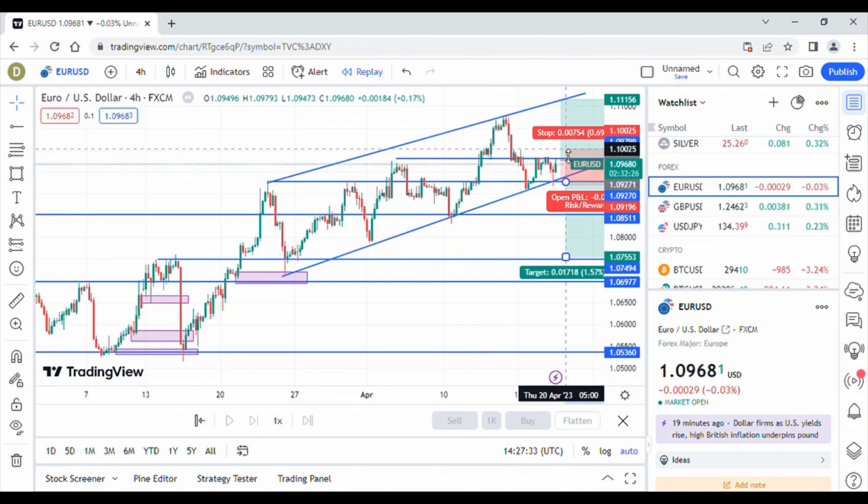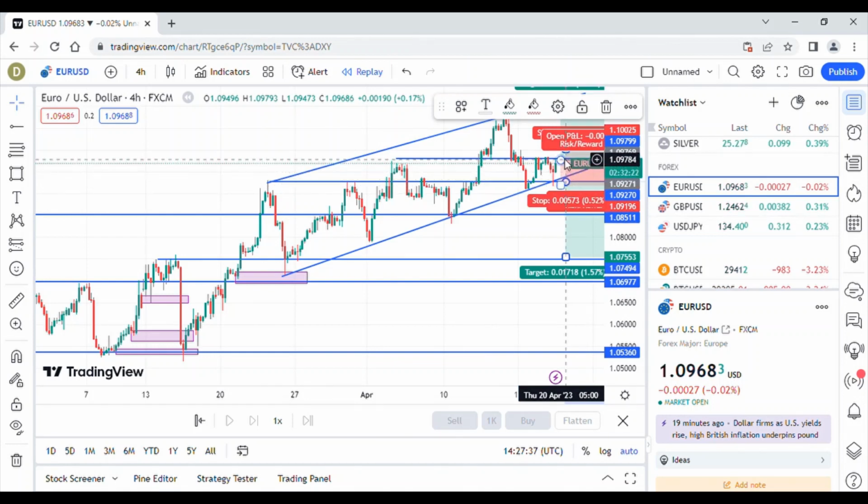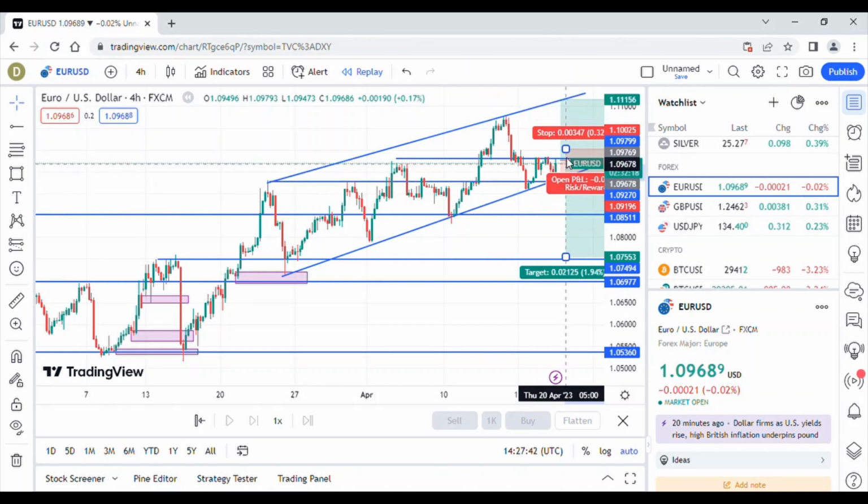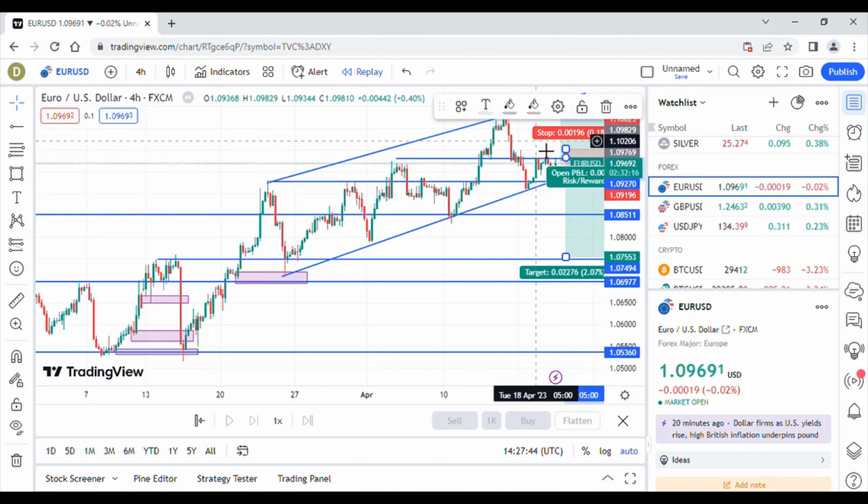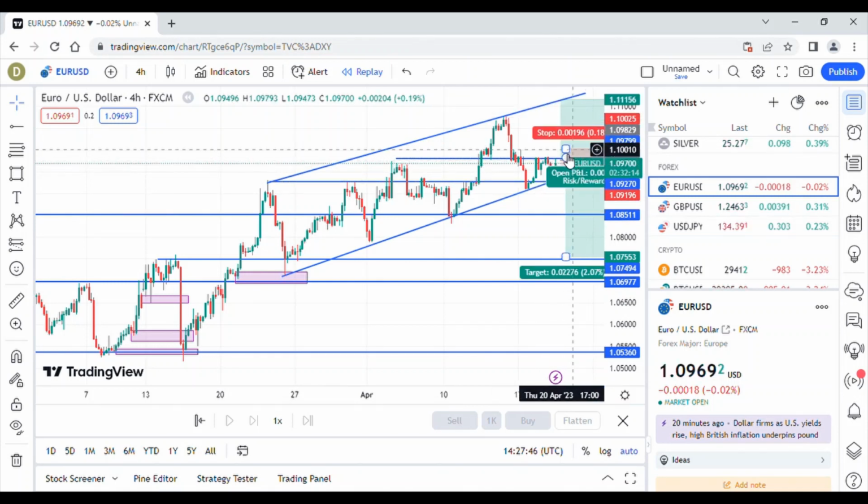Why is your stop there? Because price has a chance of also going to that level there. So price can also go up there to here. So it's up to you whether you want to take this entry because it looks like a much less risky entry, or you can take this entry here. It's all up to you at the end of the day.